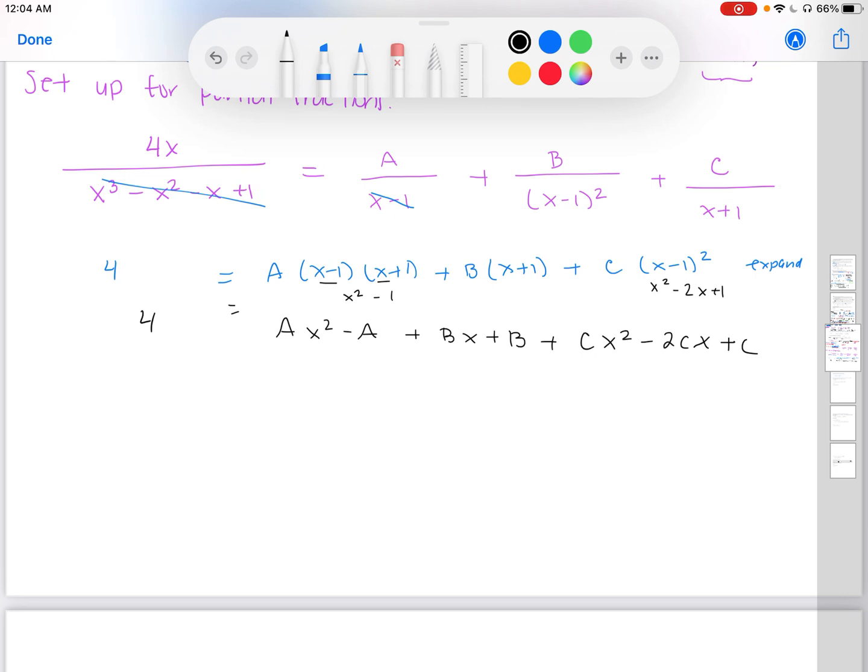So let's go ahead and group our x squareds. So we have a plus c times x squared, plus b minus 2c. Those are the ones with a variable of x, plus negative a plus b plus c are our constants. Let's group them. Now here notice we don't have an x squared. We don't have an x. We just have that constant of 4. So we're going to let our x squares equal to 0.